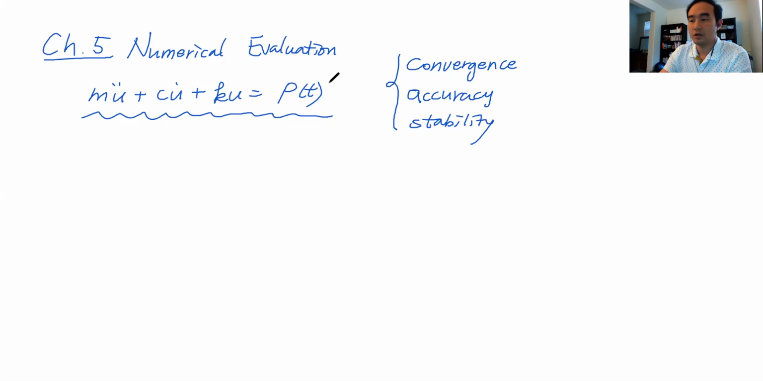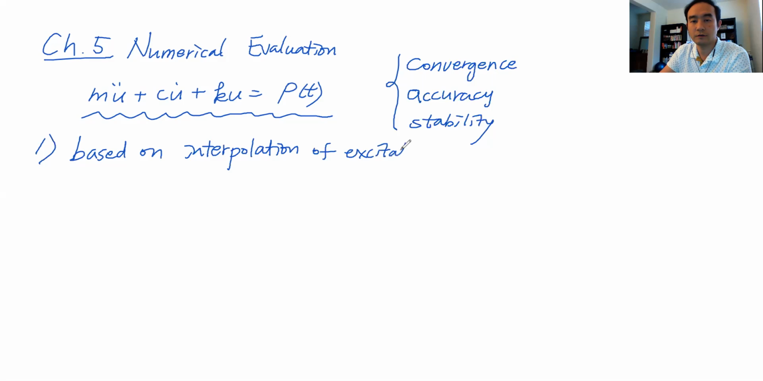So we studied 3 different approximations. The one was based on the approximation applying to the excitation. So this is called based on interpolation of excitation. Excitation is this P of t function, this P of t part.